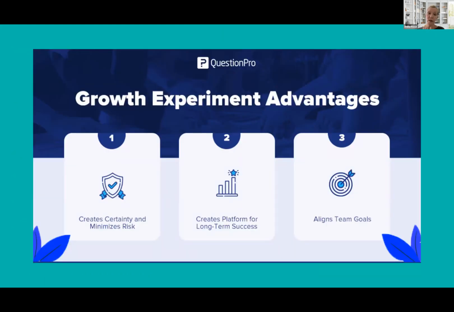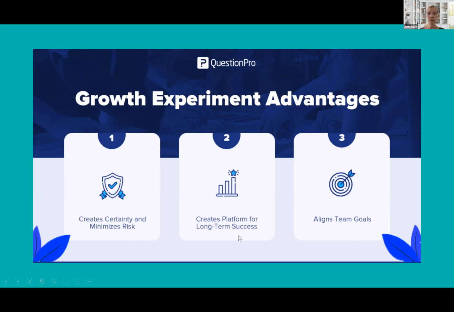So what are the advantages, right? It can help us to create some type of certainty and minimize risk by looking at a small sample size rather than just rolling out the experiment with all our customers or all our potential customers. We're only offering it to perhaps a small portion, and that way that can help us to decide whether or not we want to move forward with this type of growth strategy.